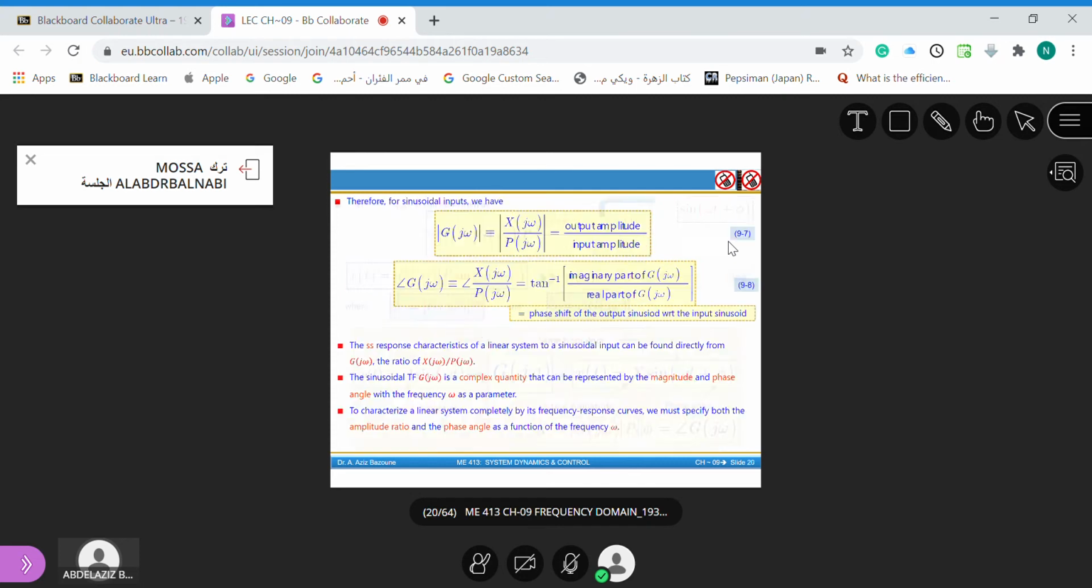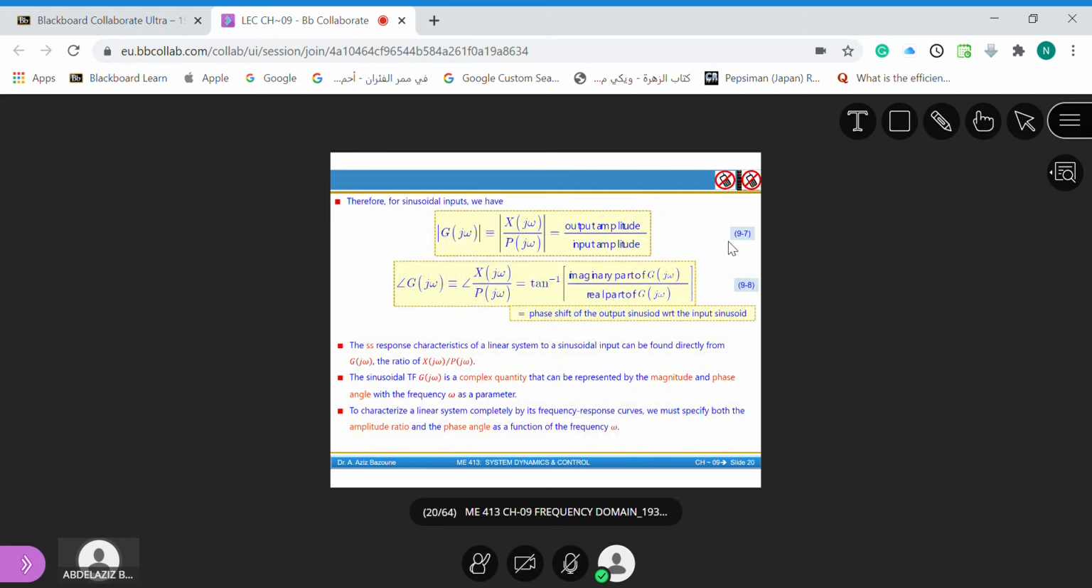So going this way, we end up having this. What will be the amplitude of G(jω)? It will be the amplitude of X(jω), the output amplitude, over the input amplitude. The phase angle will be tan⁻¹ of the imaginary part of G(jω) over the real part of G(jω).